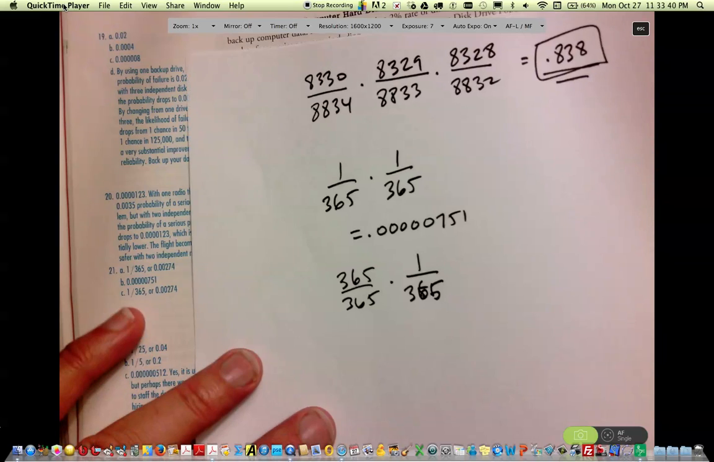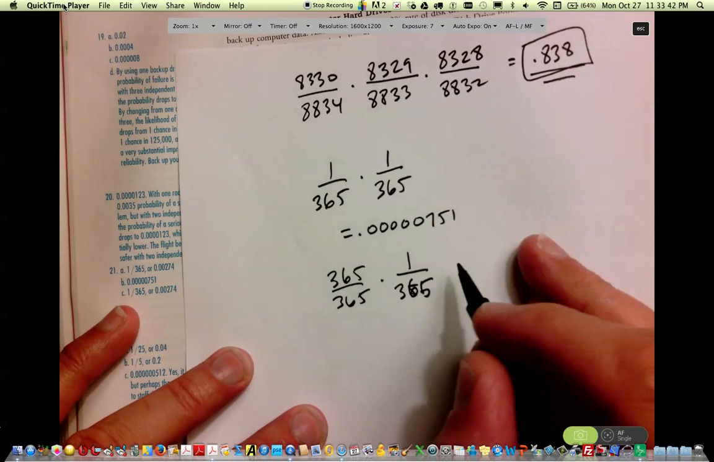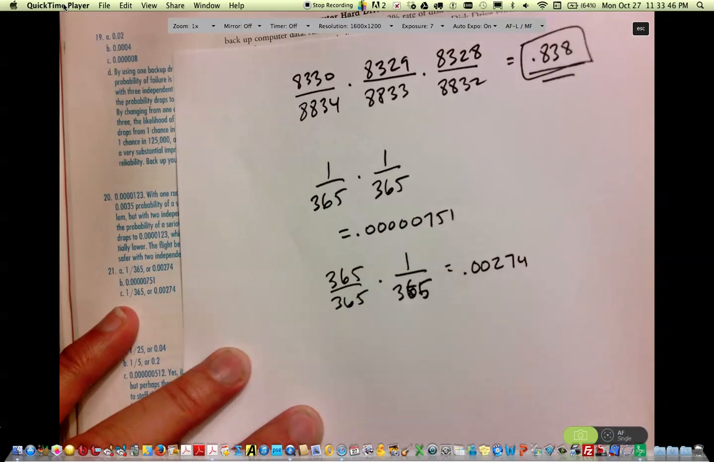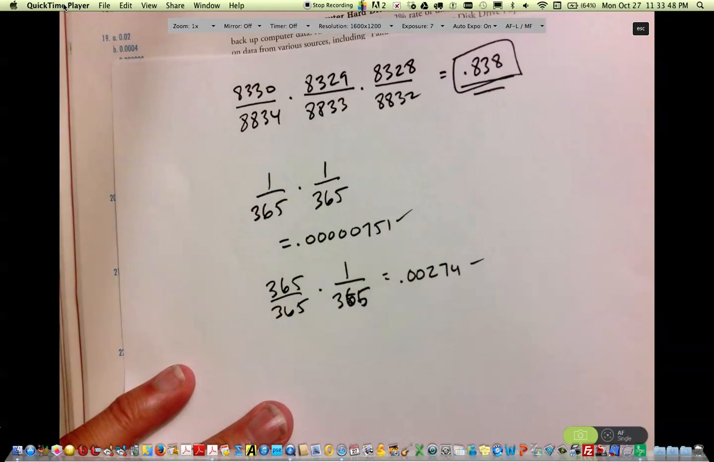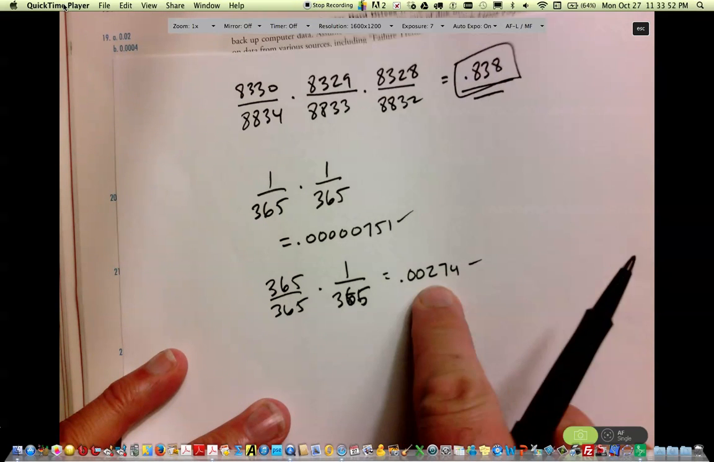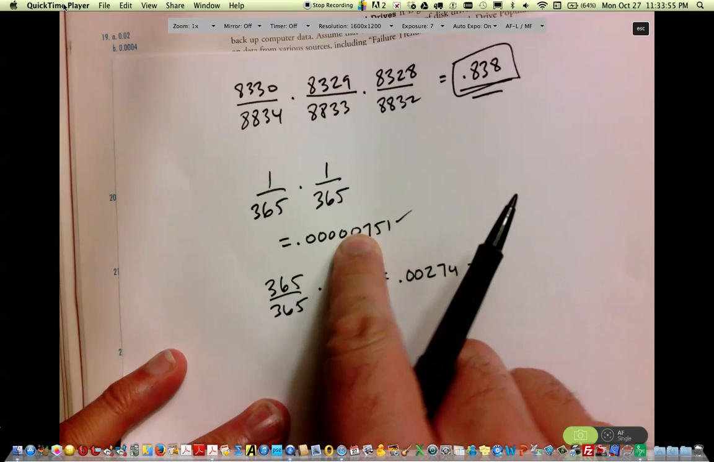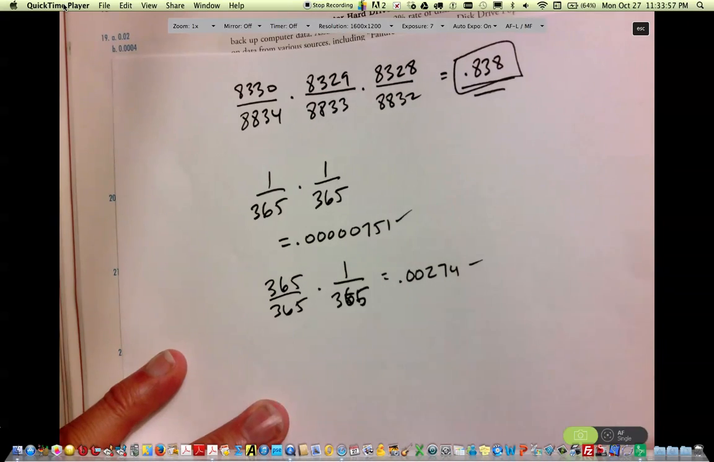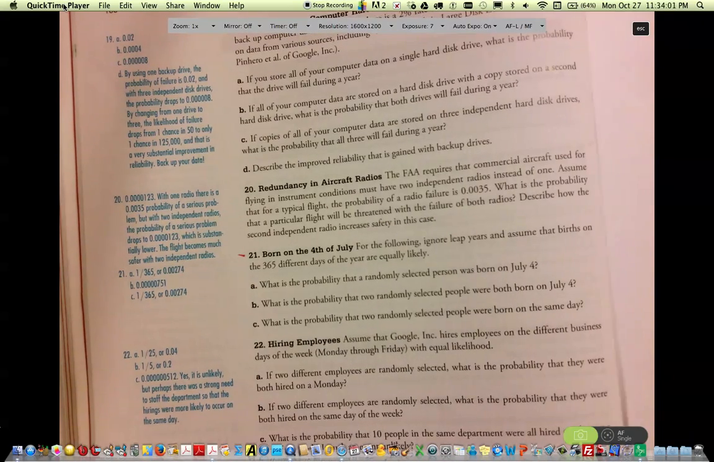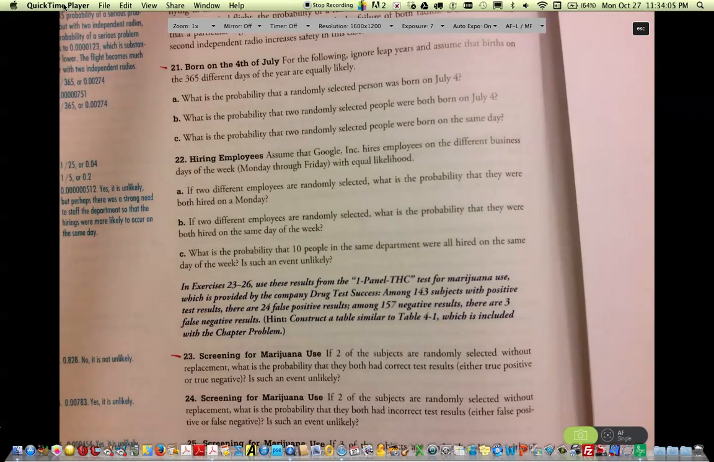And the probability that 2 people were born on the same day is going to be like 0.00274. So a much higher probability than born on the 4th of July. And actually this answer ends up being 365 times this answer. Again, in independent events we can multiply the probabilities together. If they're not independent, then we can't multiply them together. Okay, the next one I want to look at is 23.